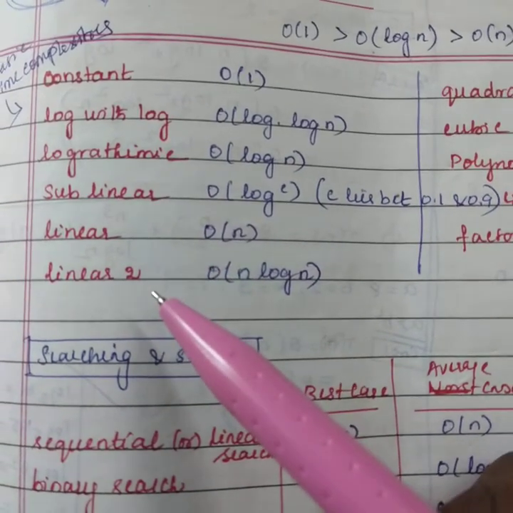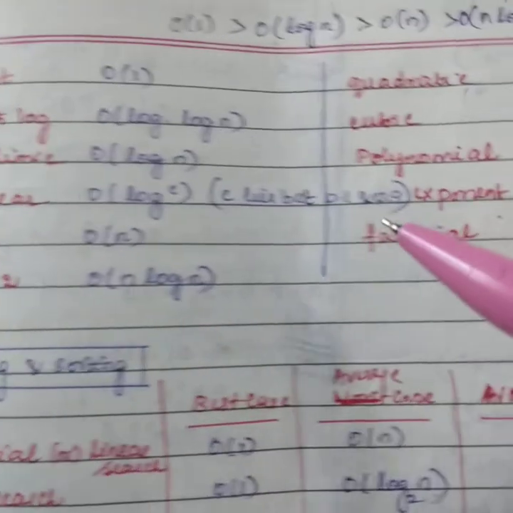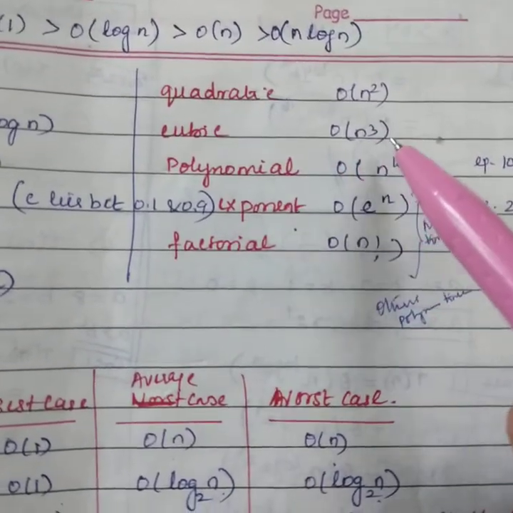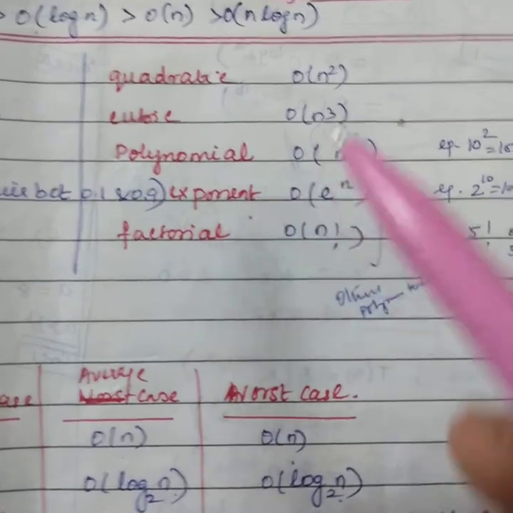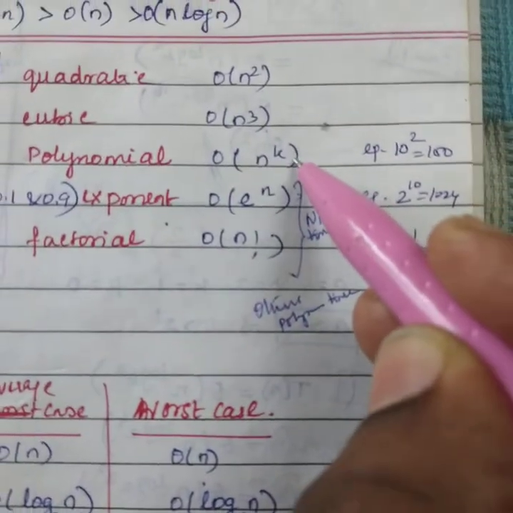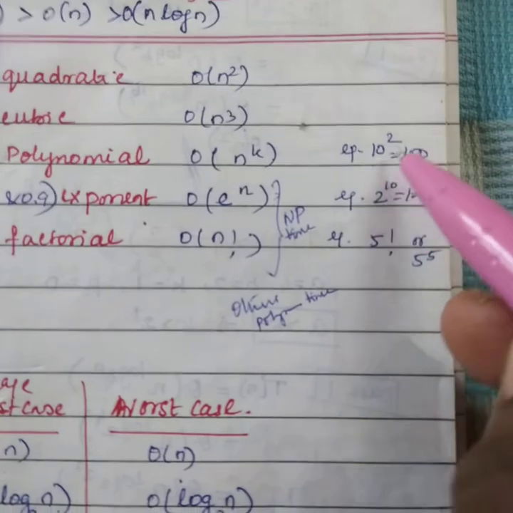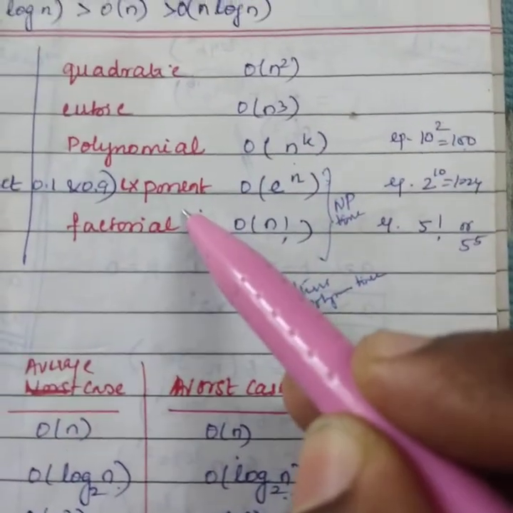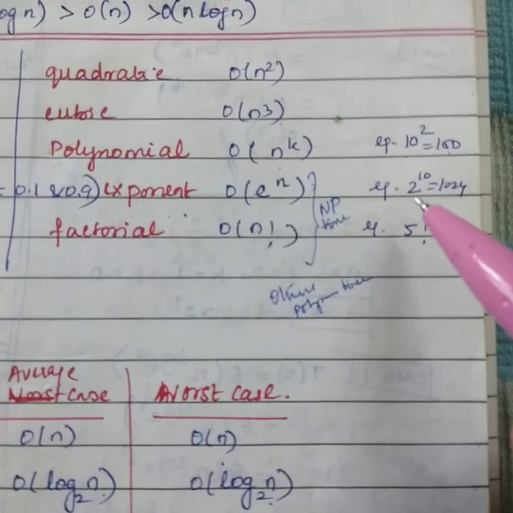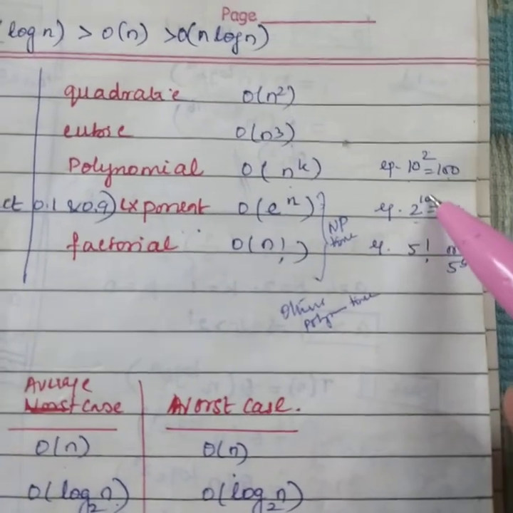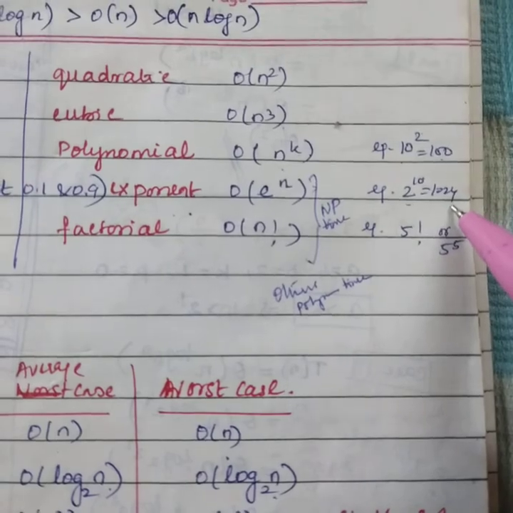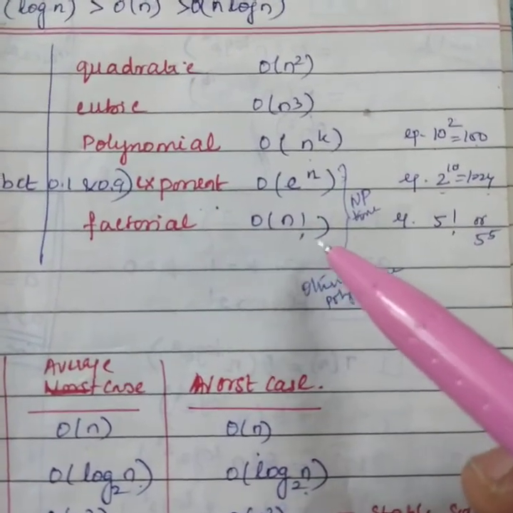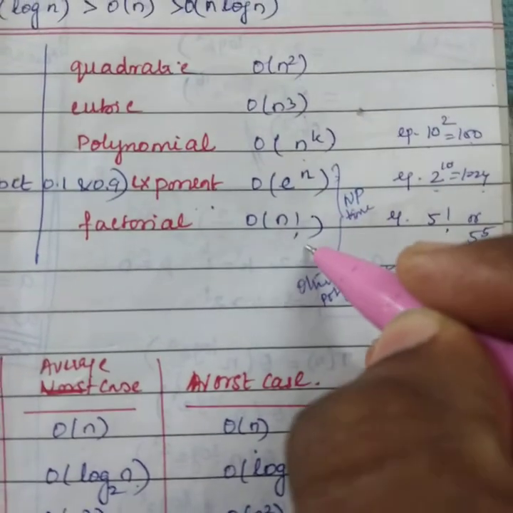sublinear, linear, then quadratic, order of n square, cubic, order of n cube, polynomial, order of n power k. For example, 10 square is 100, similarly n^k. Then exponential, e power n, meaning 2 power 10, that is 1024, a very large quantity. Then factorial, n factorial, okay.